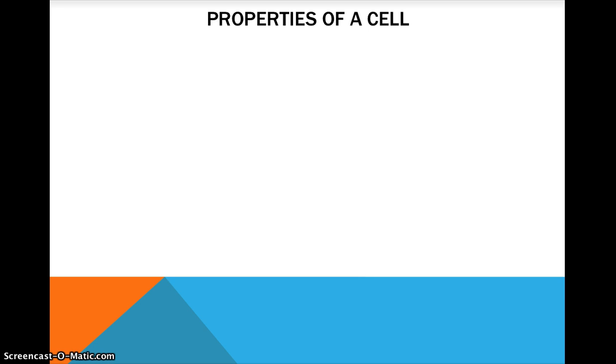So cells have 8 very, very important properties, and these are properties that every single living cell has, so they're very important to remember. The first is that they're all complex and organized. Now this means they have those internal structures we were talking about.